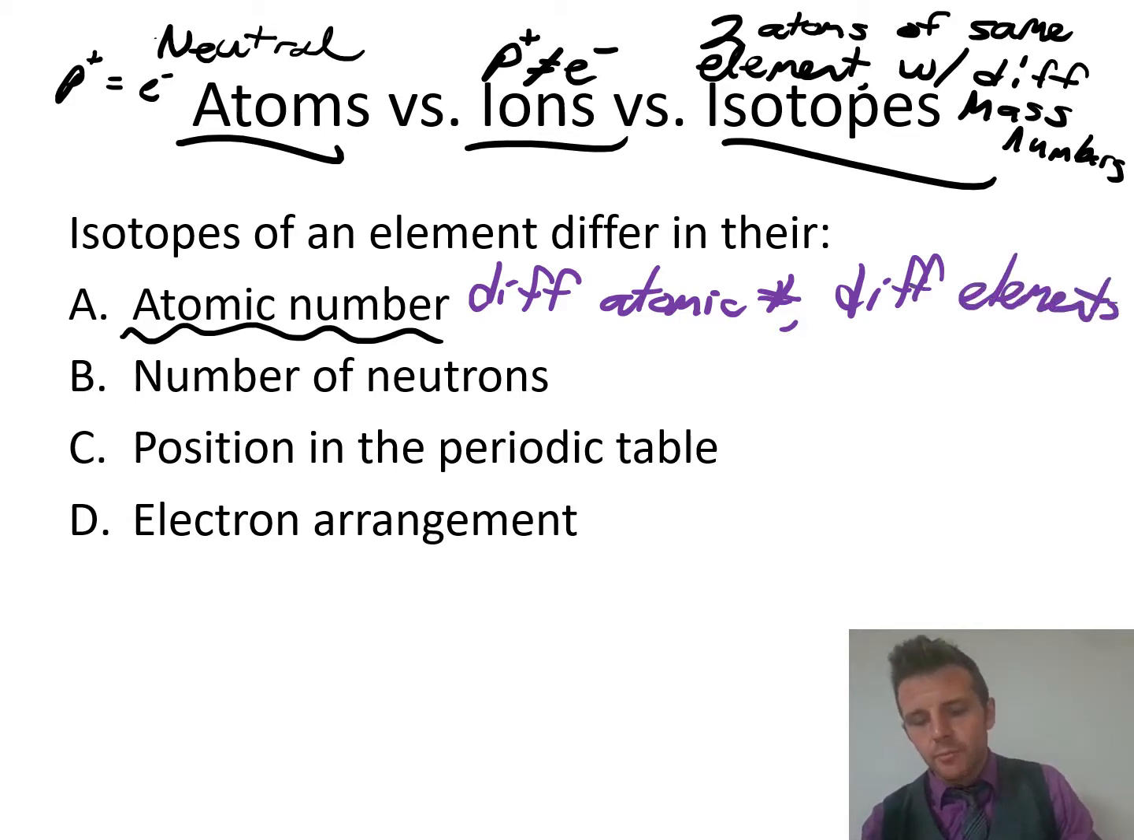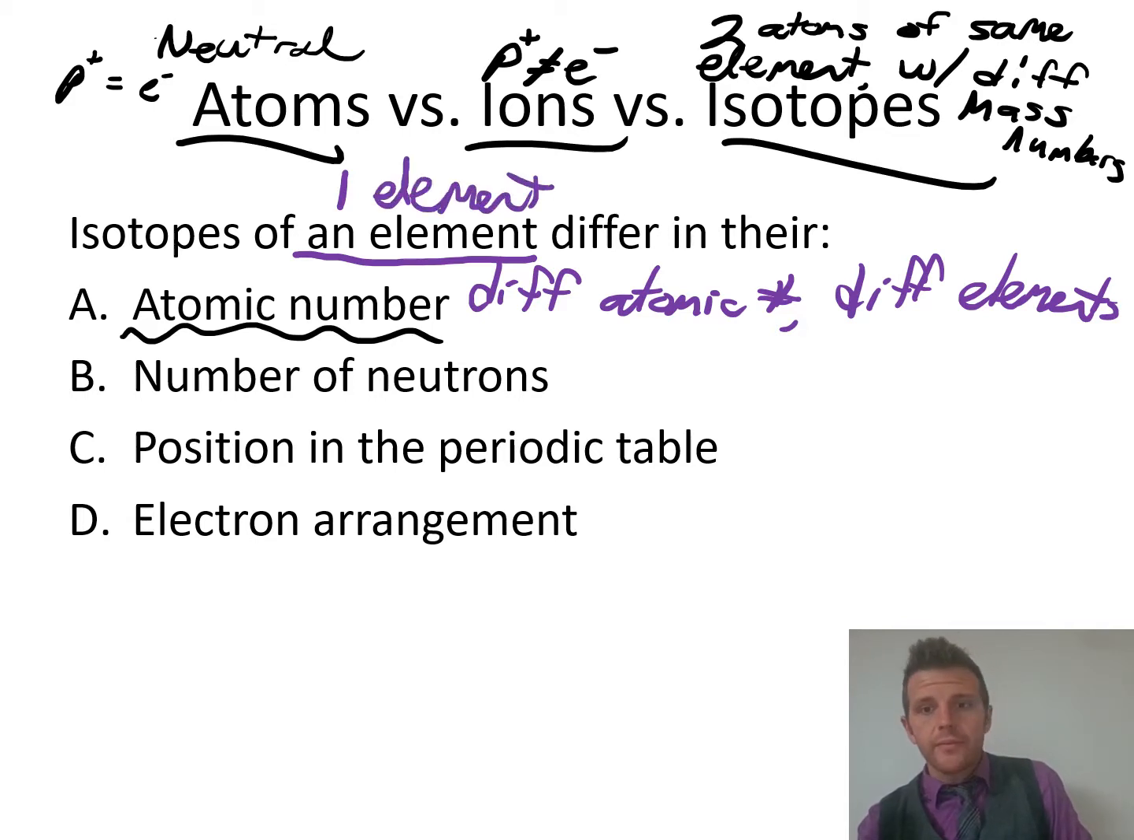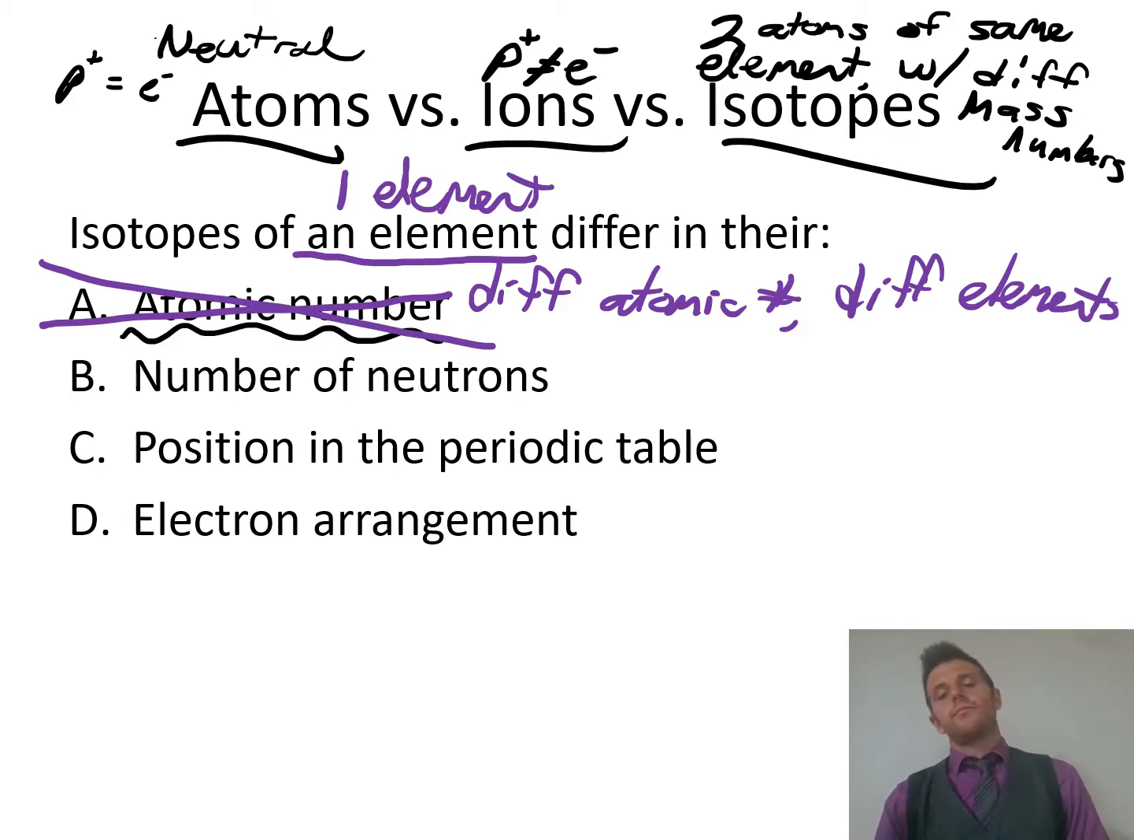Because if you have different atomic numbers, that means you have different protons, and since elements are decided by the number of protons they have, then they have to be different elements. And since we said isotopes of an element, that means there should only really be one element that we are discussing here, whatever element that may be. And since if we're changing the atomic number, we're changing the elements, it's for sure not A. B is going to actually be the right answer. I'm going to explain why C and D are not correct first, though.